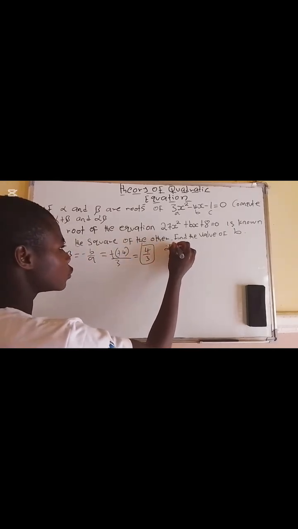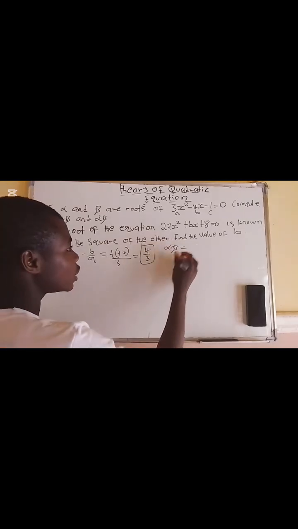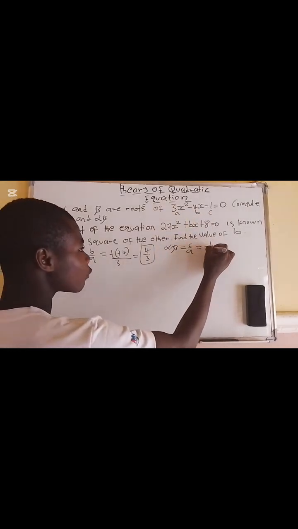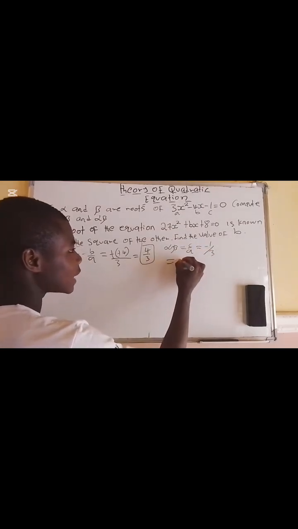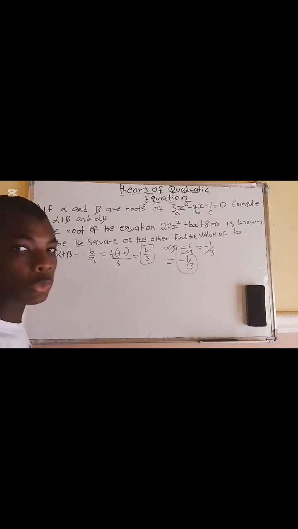The product of the roots, alpha multiplied by beta, will be equal to c over a. The value of c, which is negative 1, divided by the value of a, which is 3. Automatically, minus 1 over 3 is the product of the roots. So this is a very easy question.